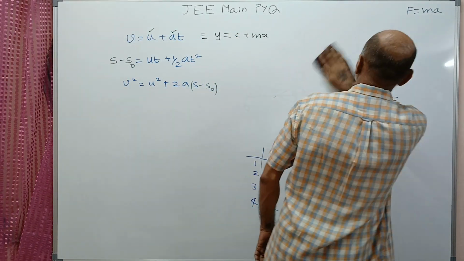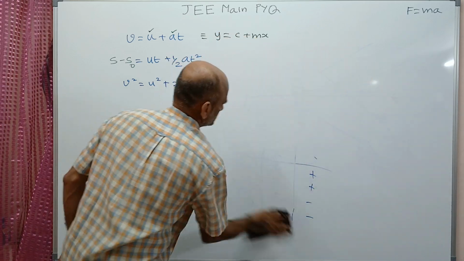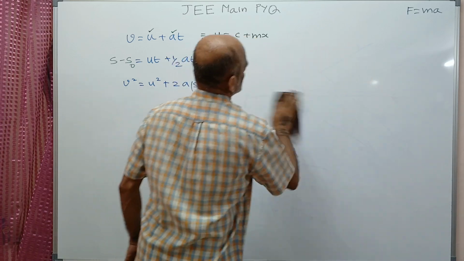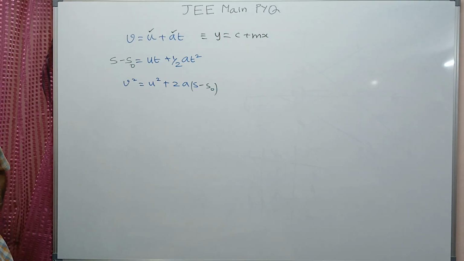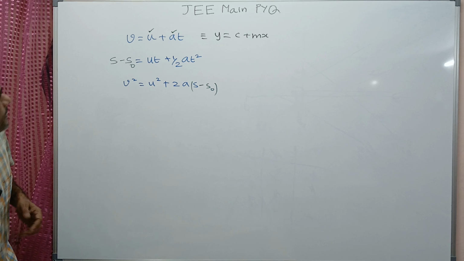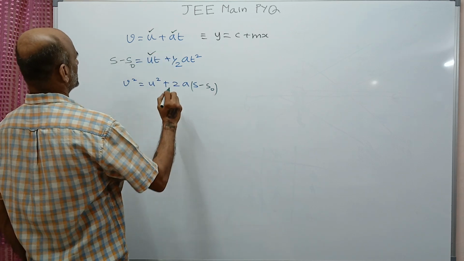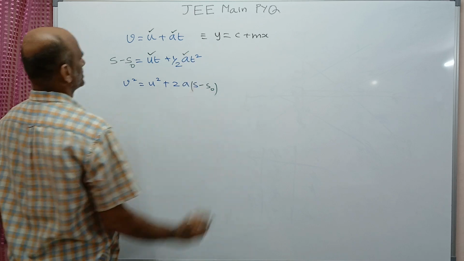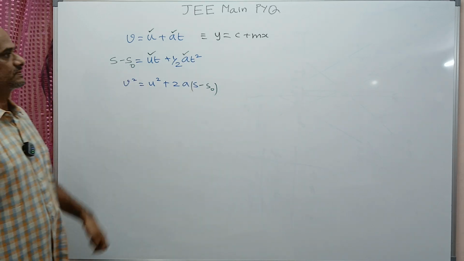Similarly, we can draw a graph corresponding to the second equation of motion, s equal to ut plus half at squared. In this second equation, again the initial velocity will usually be known, and the force that's creating the motion is known, so that means acceleration is known. So here we have to plot s versus t.